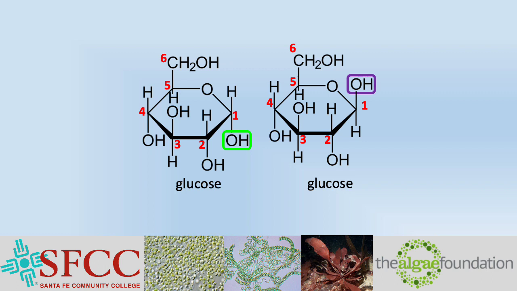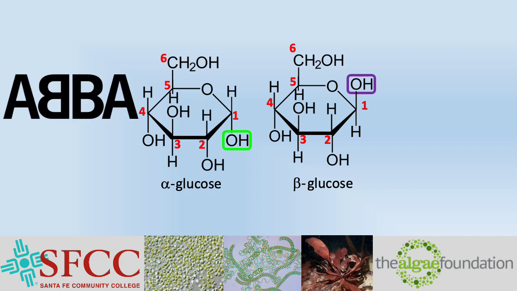The one with the oxygen below the ring is alpha glucose. The one with the oxygen above the ring is beta glucose. An easy mnemonic reminder is ABBA, like the 70s Swedish supergroup. Alpha below, beta above. This nomenclature is only used to describe the position of the oxygen's carbon number 1.